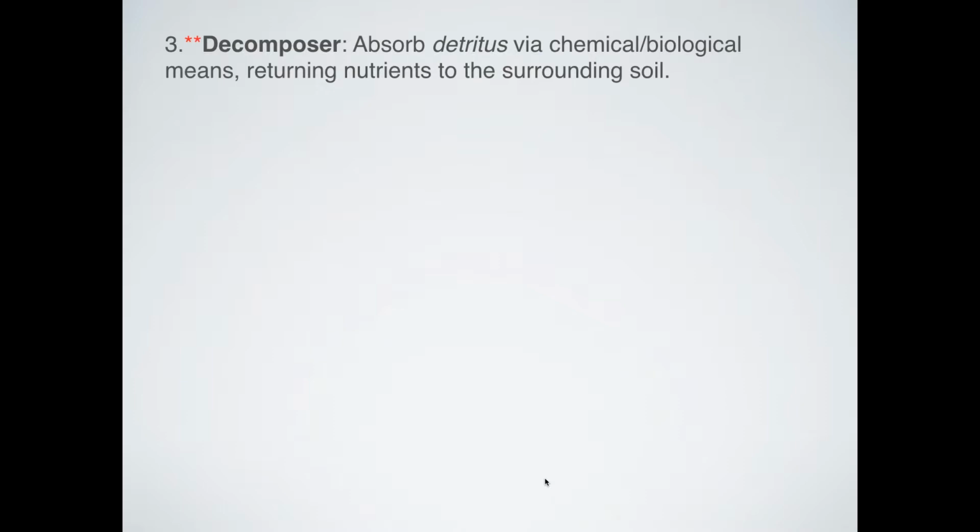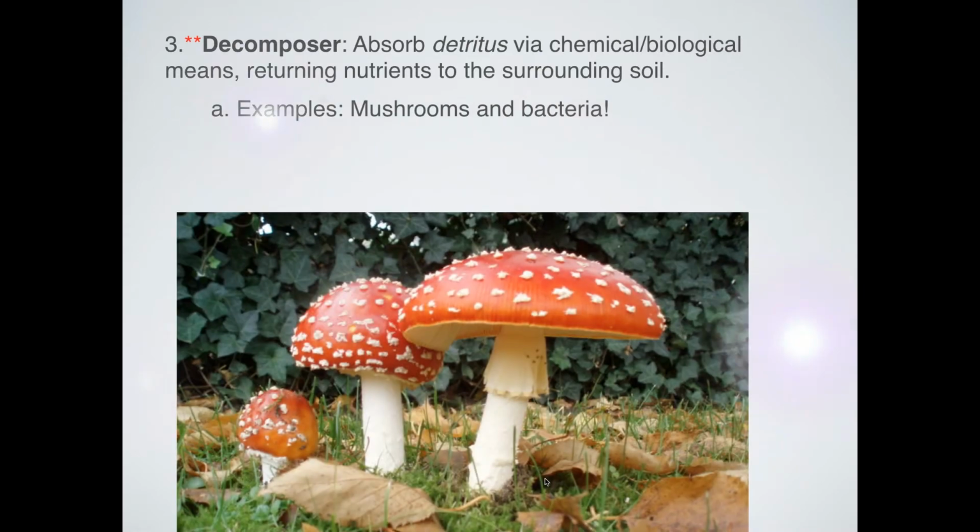So if it's biological, that's normally like a fungus, like a mushroom or something. Chemical, that could also be mushrooms, I guess, but normally that's like bacterial. And so eventually they return nutrients to the surrounding soil. So the waste that they give off is actually a nutrient for other organisms. And so mushrooms and bacteria are the two big categories of decomposers out there.